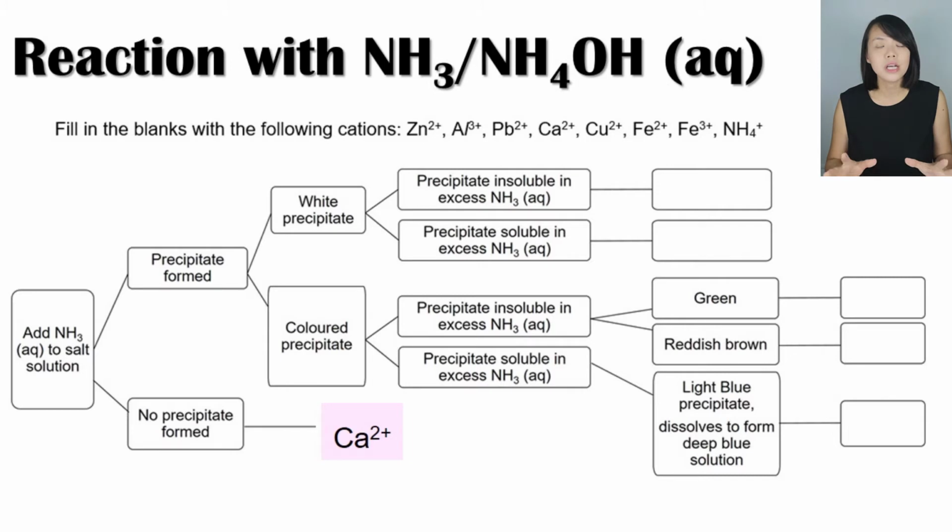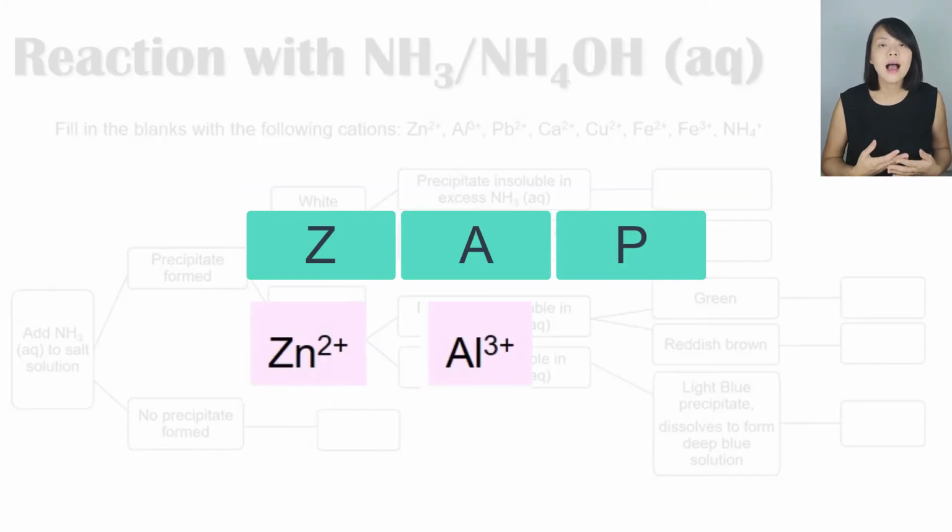Now the rest of the ions that we are concerned with, they all will form precipitate with aqueous ammonia. Some of them form white precipitate, and the others actually form colored precipitate with this same alkali. For white precipitate, the cations that form white precipitate with aqueous ammonia are aluminium, zinc, and lead 2 ions. For easy memory, I will advise students to remember it as Z: zinc, aluminium, and lead 2. So these three ions will form white precipitate with aqueous ammonia.